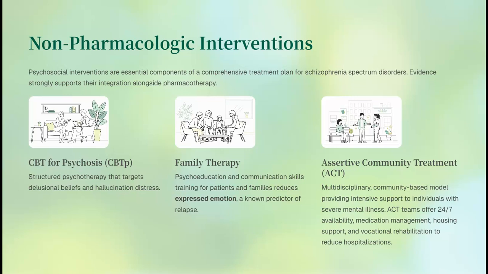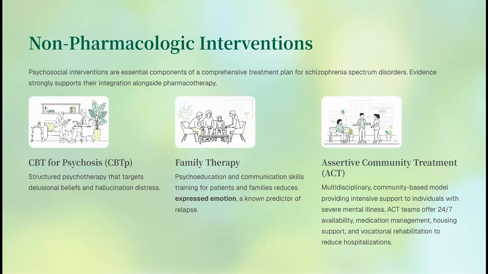Family therapy. Educate the families and teach communication skills. Family therapy reduces expressed emotion, and that's a major relapse risk factor. Improves medication adherence and helps families spot those early warning signs. And there's strong evidence for better long-term outcomes when the patient and the family all participate in family therapy.